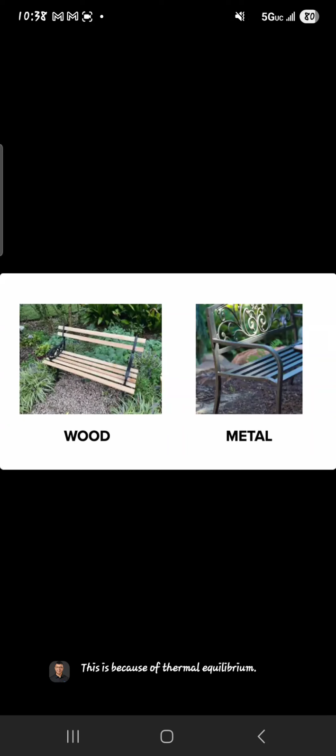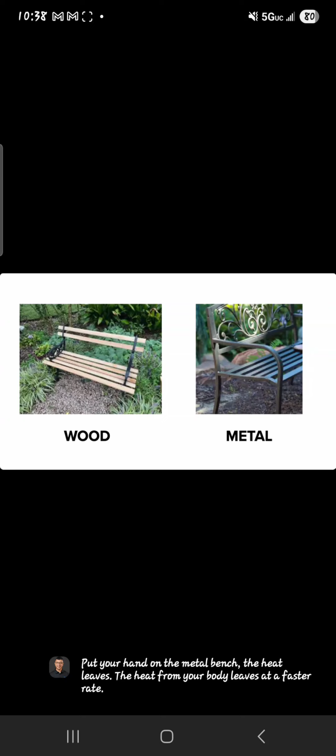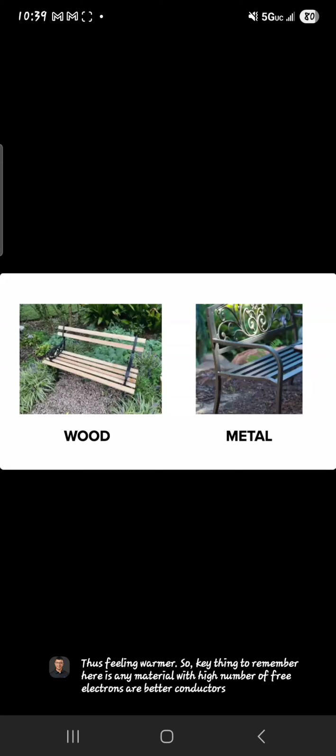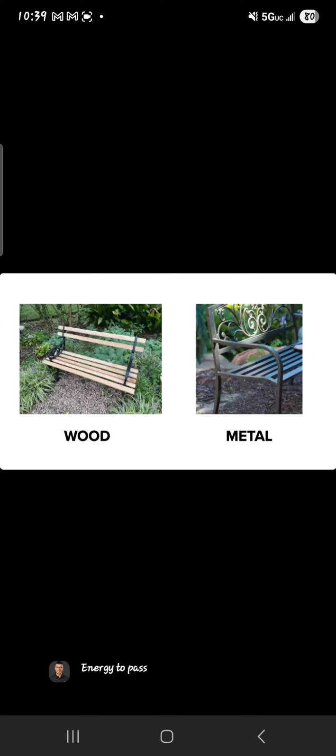However, when you put your hand on the metal bench, it's going to feel much colder because metal is a conductor, so it's able to transfer heat energy at a faster rate. So when you put your hand on the metal bench, the heat from your body leaves at a faster rate, thus feeling much colder. And the wooden bench, since it's an insulator, slows down the process of heat transfer, thus feeling warmer. So the key thing to remember here is that any material with a high number of free electrons is a better conductor because it allows energy to pass through more efficiently.